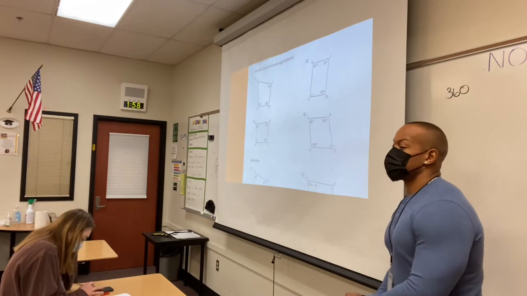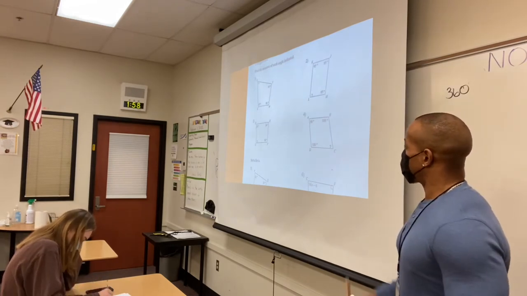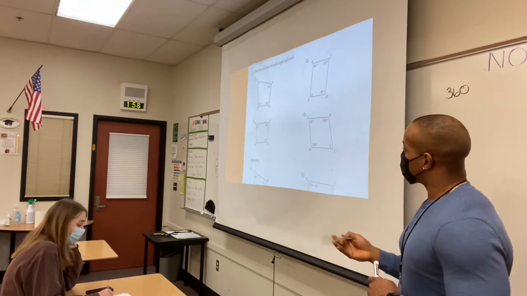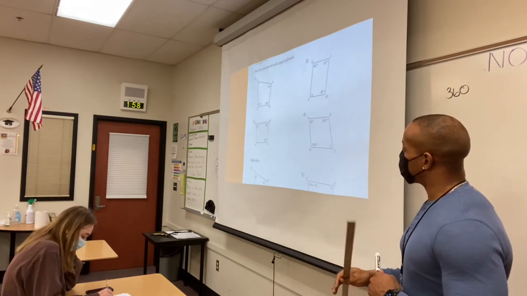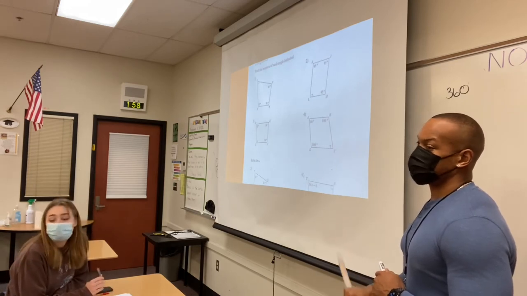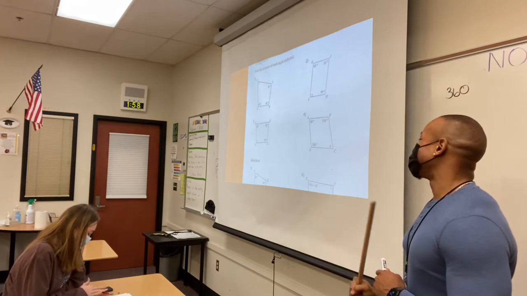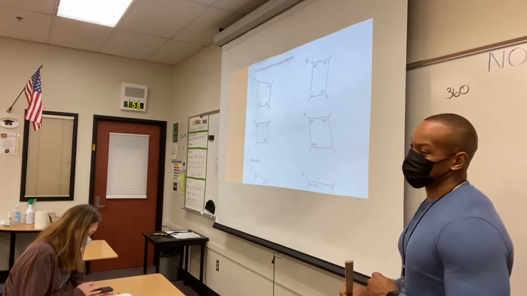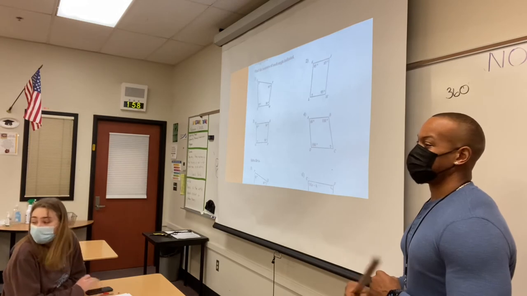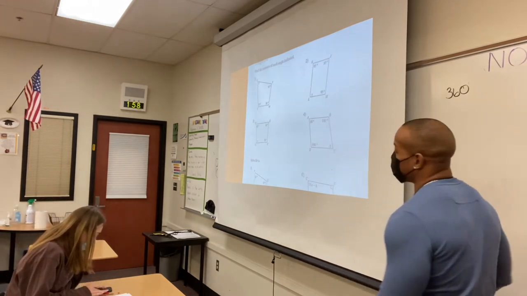And number four. Mercedes, what'd you get for number four? Walk me through it. I did 80 plus 100 plus 100. I think that's like 280. And then I subtracted 280 from 360. I think that's like 80. Yeah. Boom! I'm just messing. Okay, everybody good?